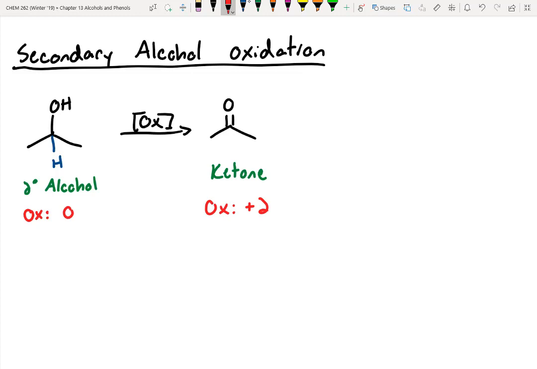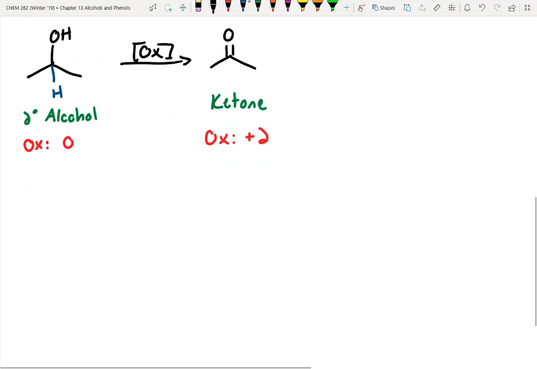Can we oxidize this any further? No, we don't have any other hydrogens coming off that central carbon. So no oxidation is possible beyond the ketone using simple oxidation chemistry. All right, let's do the last one. Tertiary alcohols.